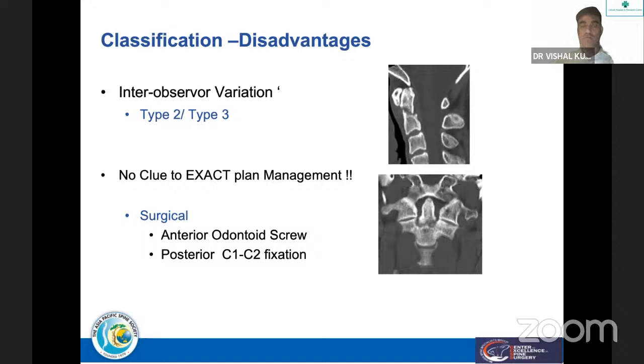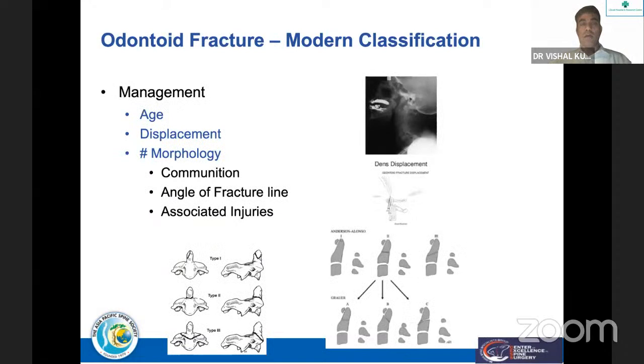This kind of inter-observer variation is not uncommon, resulting in further confusion and dilemmas in the management of these fractures. To complete the classification and bring in some more objectivity, Brewers came up with a further classification. While planning management, not only the type and location of the fracture has to be considered, but also the presence or absence of osteoporosis, displacement of the proximal fragment, presence or absence of comminution, angle of the fracture line, and associated injury should be taken into consideration when you plan management of an odontoid fracture.